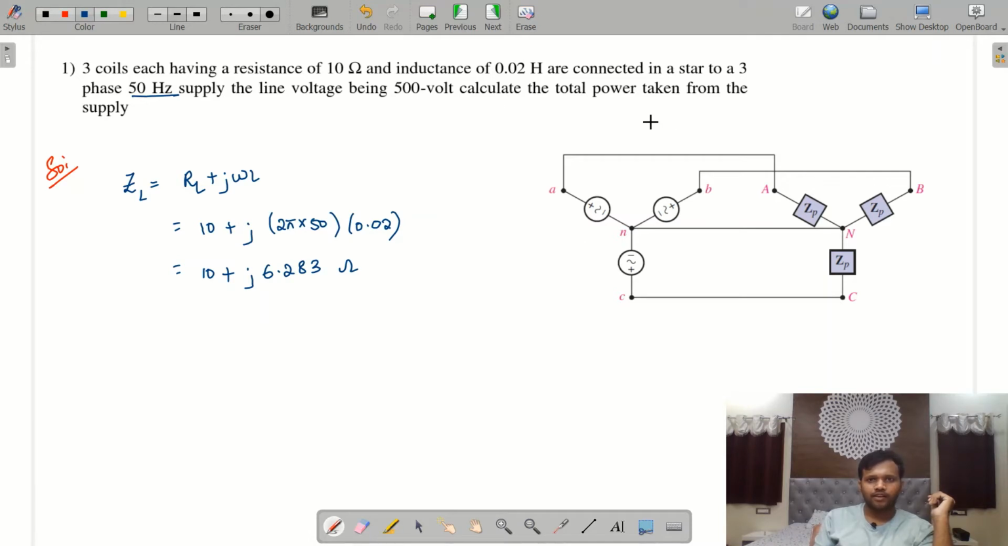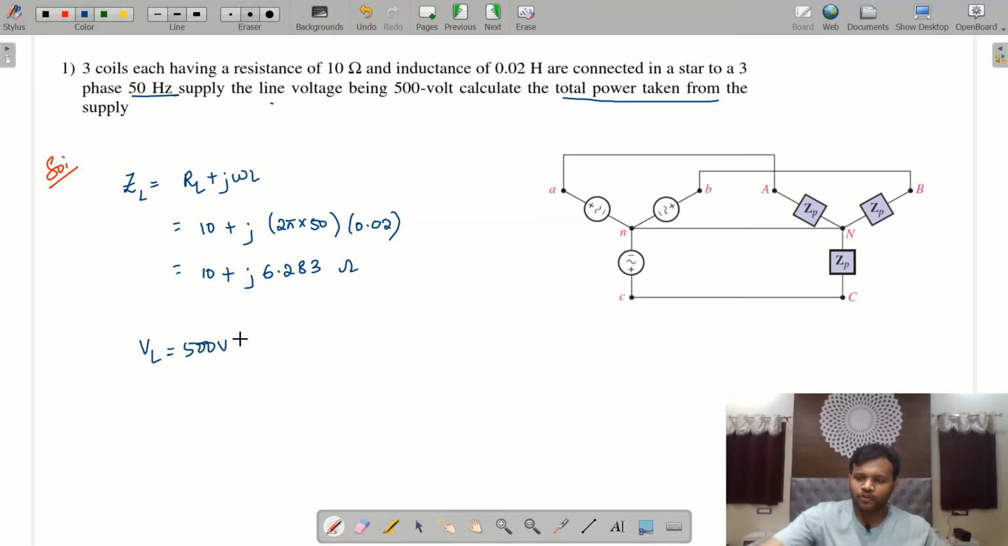Then what they were asking is the total power delivered to the load, the total power taken from the source. Let us take each power individually. Before going to that, what is the line voltage they had given? The line voltage VL they had given as 500 volts. Now we need to find the power delivered to the load. Let us solve the 3 powers, which are active, reactive, and apparent power.